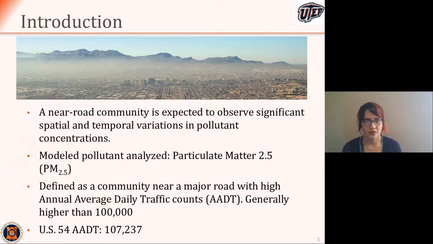So a near-road community is expected to observe significant spatial and temporal variations in pollutant concentrations. In this study, the pollutant that we analyzed was particulate matter 2.5. We define a community as being near a major road if the road has a high annual average daily traffic count, generally higher than 100,000. And the highway we investigated in this study has an ADT of 107,000.